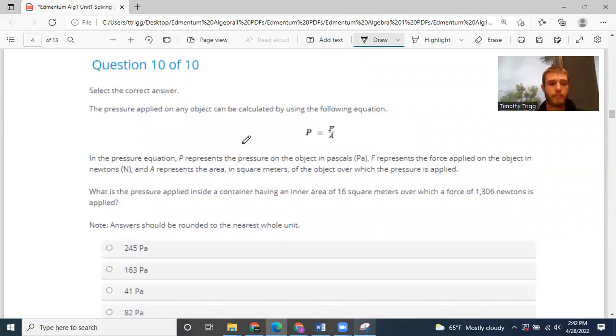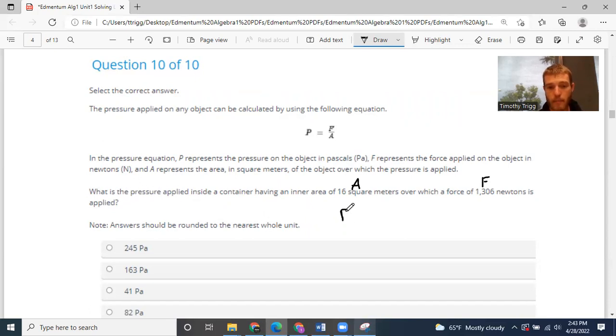Okay, question 10. The pressure applied on any object can be calculated by using the following equation. P, that's the pressure, equals force divided by area. In the pressure equation, P represents the pressure on an object measured in pascals. F represents the force applied on the object in newtons. And A represents the area in square meters of the object over which the pressure is applied. What is the pressure applied inside a container having an inner area of 16 square meters? So that's the area, so that's going to be our A, 16. And a force of 1,306 newtons. So here's our force, F. And we need to find the P, the pressure.